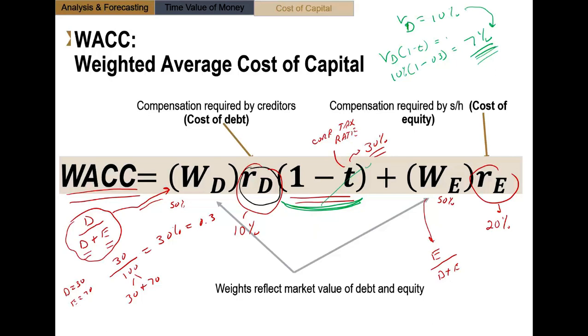Okay. So I hope it's clear that what this estimation does is it does two things. It finds a weighted average cost of capital by just finding the average, but weighted, of your cost of debt and your cost of equity.